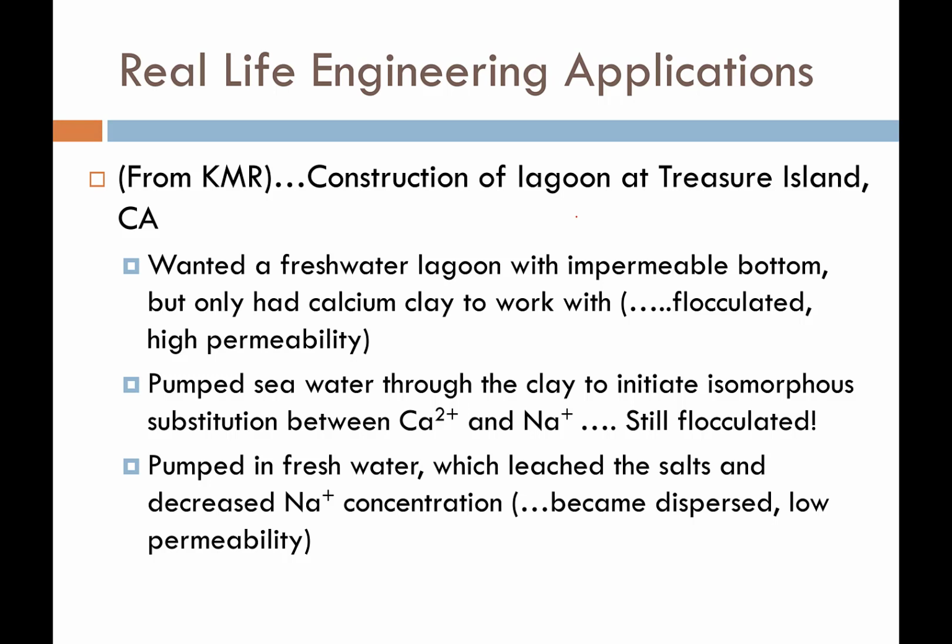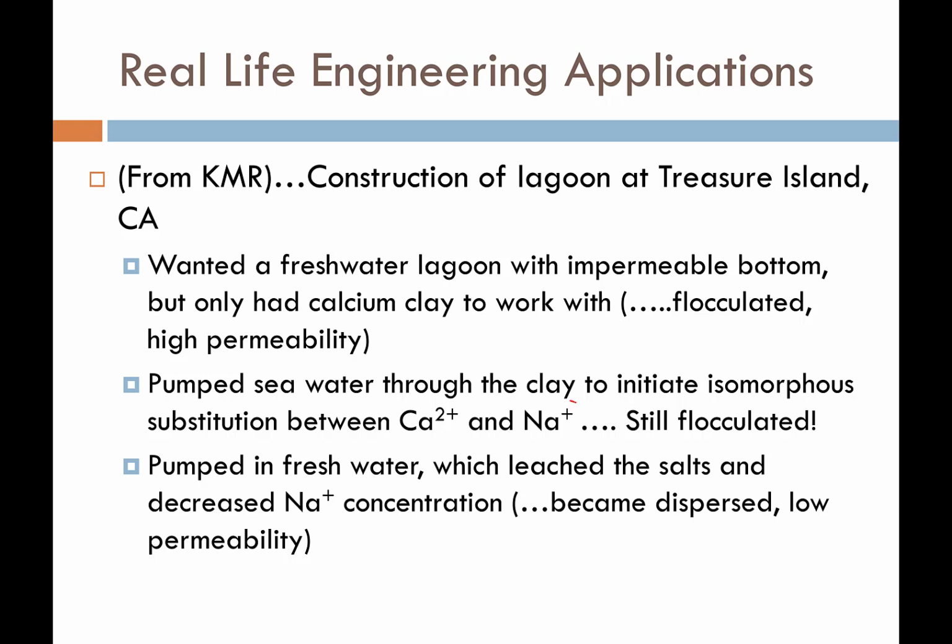So they began to look at the mineralogy of the clay, and they realized that the clay they had there for the island had a lot of calcium in it. Meaning with calcium, it's going to be flocculated, but it's going to have a very high permeability. And this was the problem. Because of that high permeability, the seawater was leaching through, and it was causing the lagoon to become salty. So they decided to force seepage through the clay. They pumped seawater through that clay, and they just continuously pumped it.